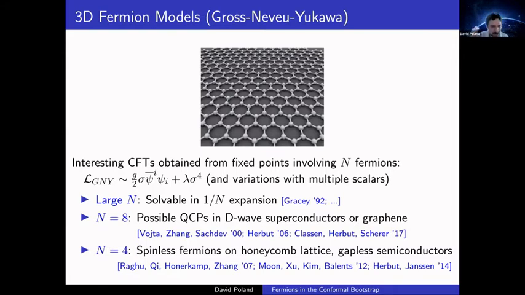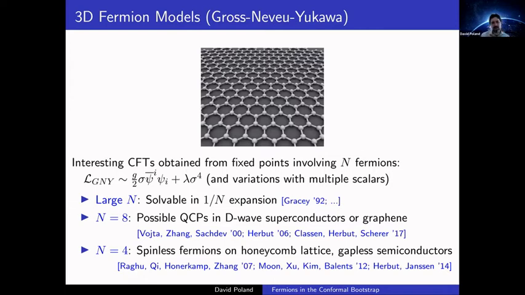By the way, I should mention that here I'm counting in 2+1 dimensions. The smallest kind of fermion is a 2-component real spinor, which would be a Majorana fermion in 2+1 dimensions. So I'm counting the number of Majorana fermions here. The case of n equals 8 has possible applications to critical points of D-wave superconductors or graphene. The case n equals 4 has applications for describing spinless fermions on a honeycomb lattice or models of gapless semiconductors. I think there are various experts here on these applications.